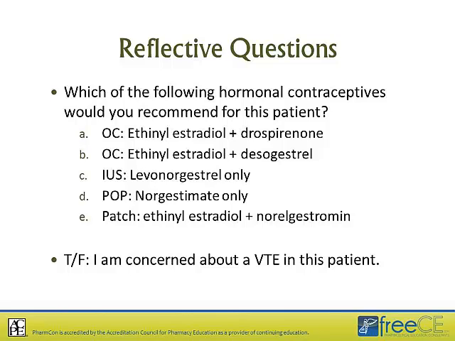In thinking about this case, I have a couple reflective questions for you. First of all, which of the following hormonal contraceptives would you recommend for this patient? And I've given you a choice here of 5 different options. So first with A, would you choose an oral contraceptive that has ethinyl estradiol plus drospirenone, which would be something similar to Yaz or Yasmin? Or would you choose an oral contraceptive with ethinyl estradiol and desogestrel, which would be similar to Desogen? Option C is an intrauterine system, or an IUD, that has levonorgestrel only. That's Mirena.